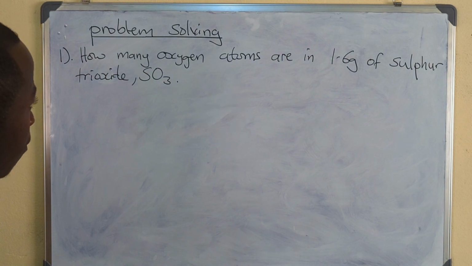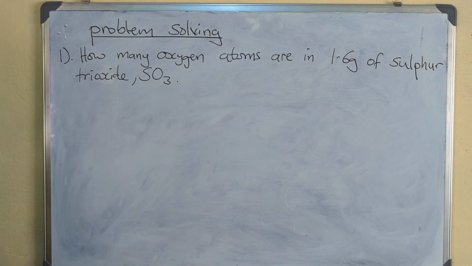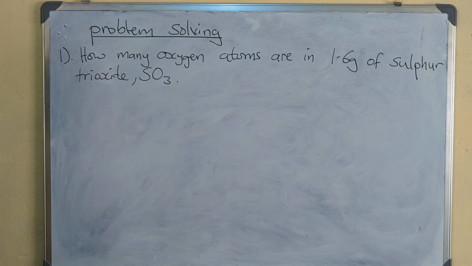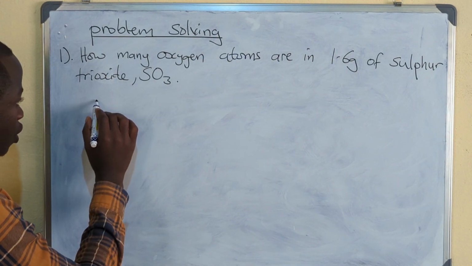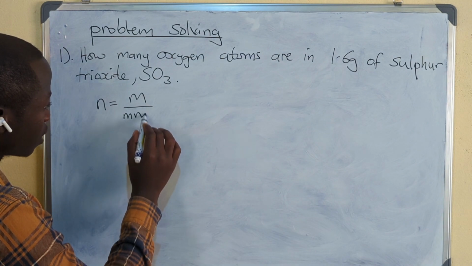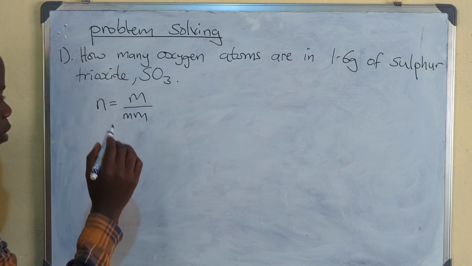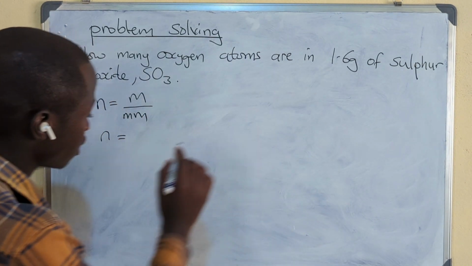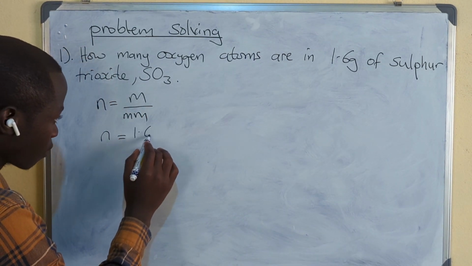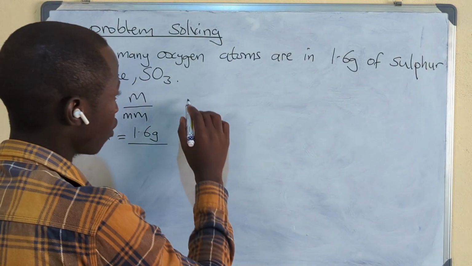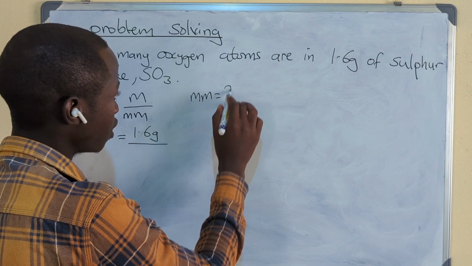Now, to calculate the number of atoms that are present in sulfur trioxide, we need to know the number of moles of sulfur trioxide. So number of moles is equal to mass over the molar mass. Since we've been given the mass, the number of moles is equal to 1.6 grams, divided by the molar mass for sulfur trioxide. This one we can find.